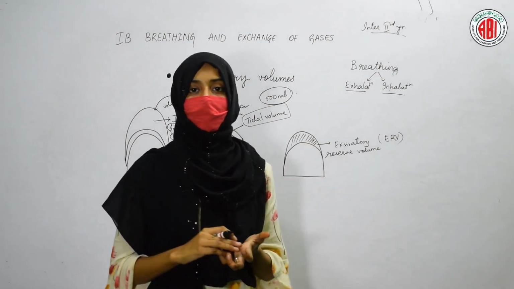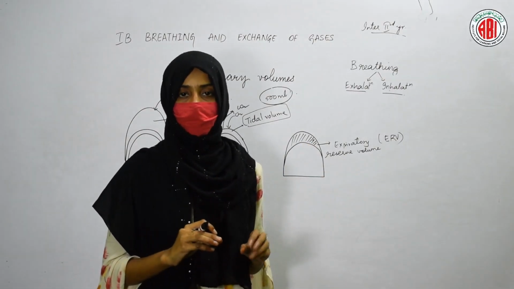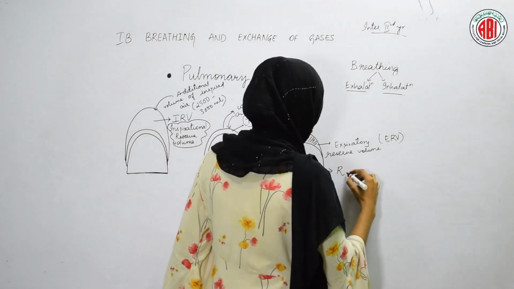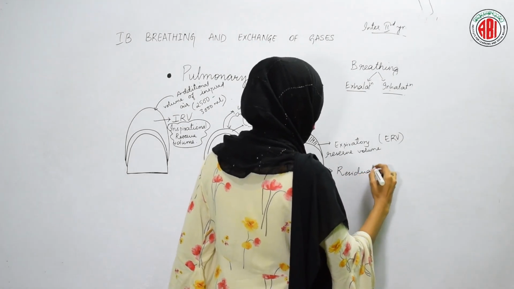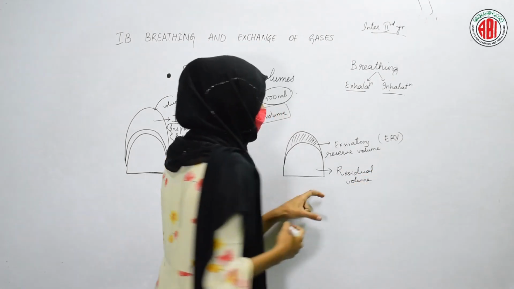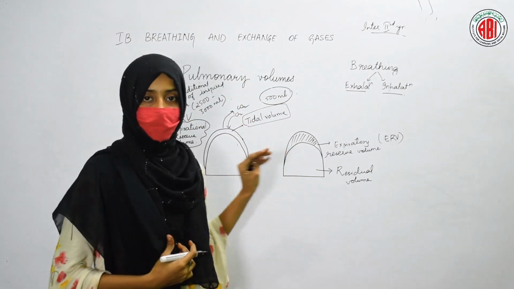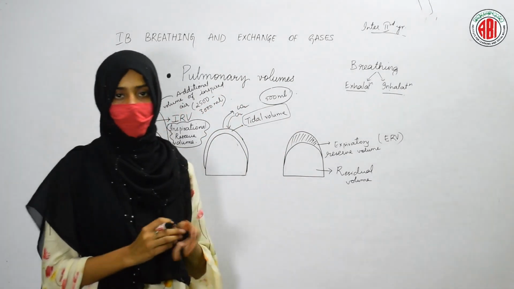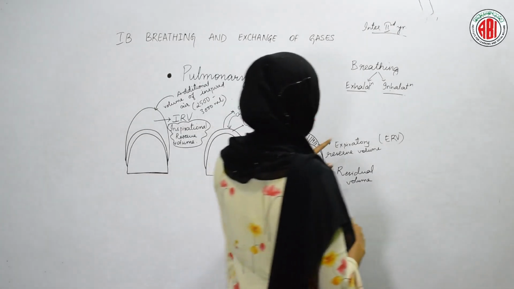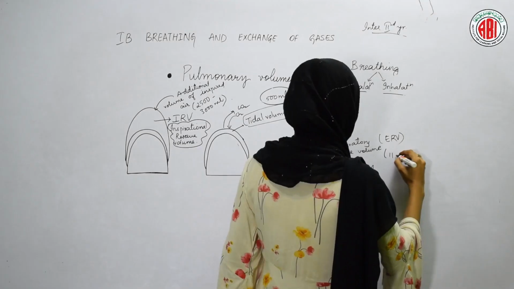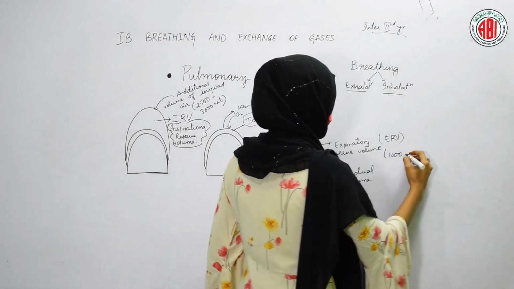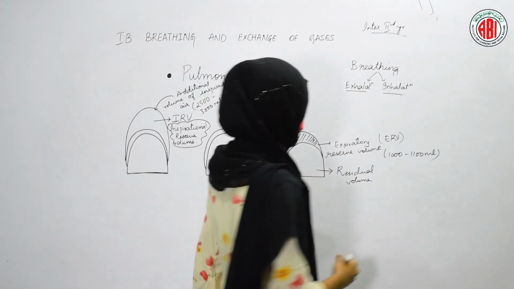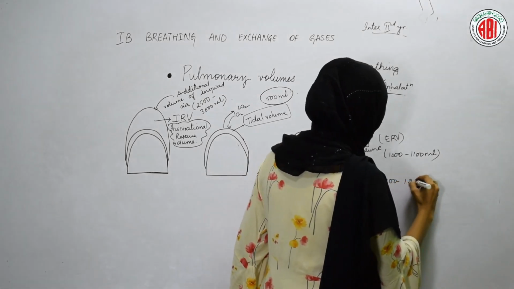The volume of air that can never be removed from our lungs is regarded as RV, that is residual volume. Residual volume is an amount of air that is never removed from our lungs. This is how the different pulmonary volumes are given, and their ranges are also given. So expiratory reserve volume is 1000 to 1100 ml, and residual volume, which is always present in our lungs, is 1100 to 1200 ml.